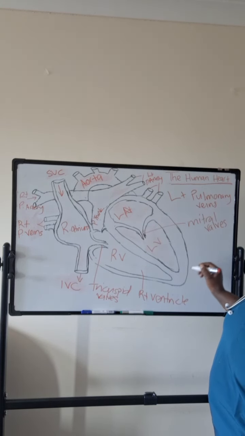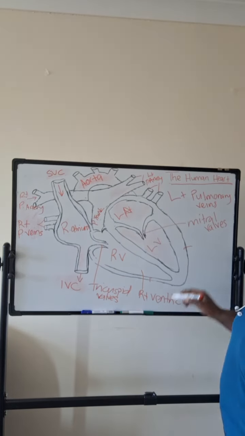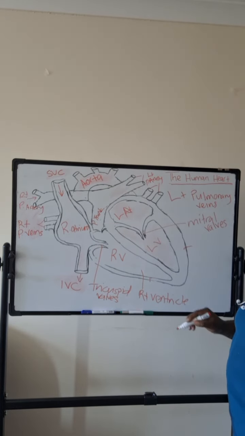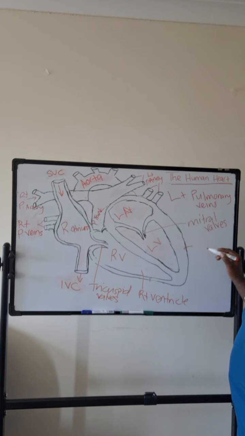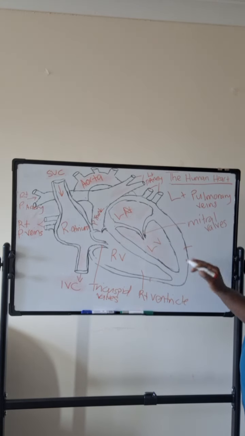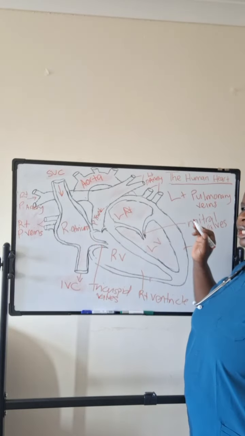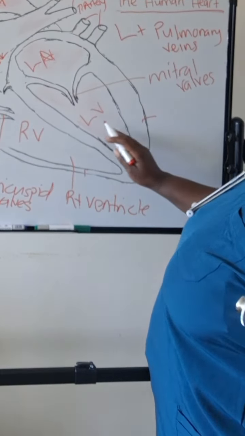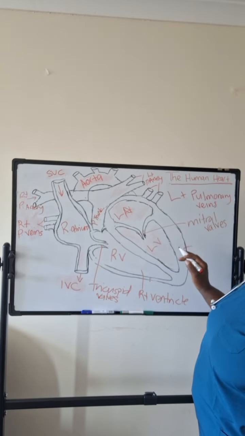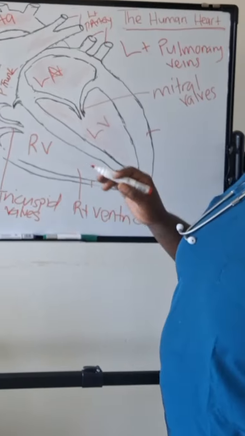As you can see, the left ventricle has thicker muscles than the right ventricle. This is because it shows the amount of work that each ventricle does. The right ventricle pumps blood a short distance to the lungs for exchange of gases, while the left ventricle pumps blood through the aortic valve to the aorta and the rest of the body.